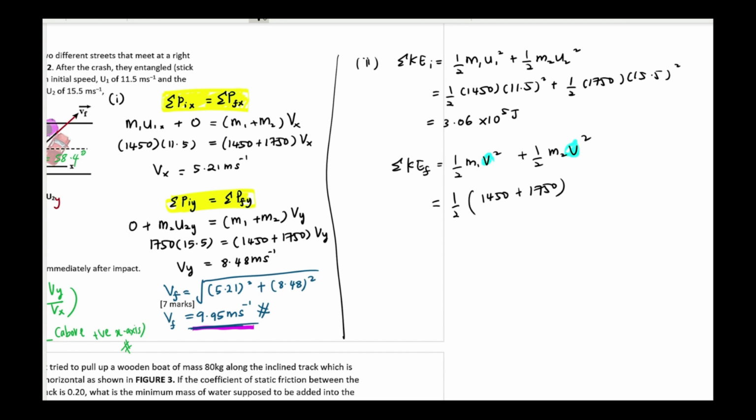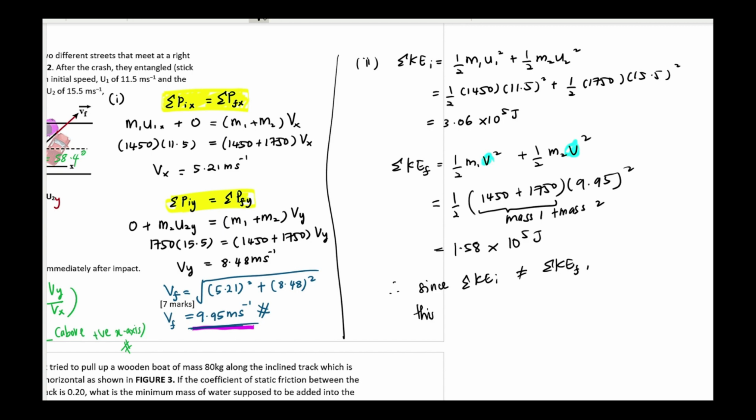Okay, kita boleh buatlah darab dengan v squared. V dia tadi berapa? 9.95 squared. Mass dia sajalah yang kita tambah. Mass 1 plus mass 2. So, nanti you akan dapat 1.58. Ini yang saya kira lah, you check. Okay, therefore, since total kinetic energy initial is not equal to total kinetic energy final, therefore this is inelastic collision. Okay, so this is the answer.